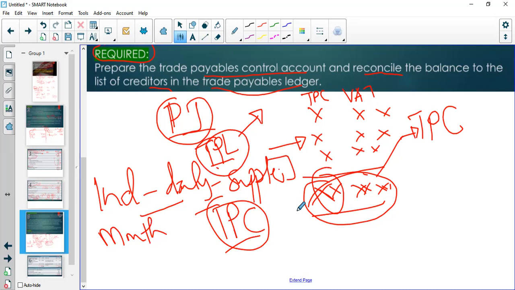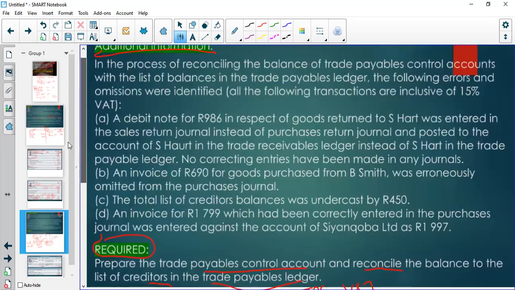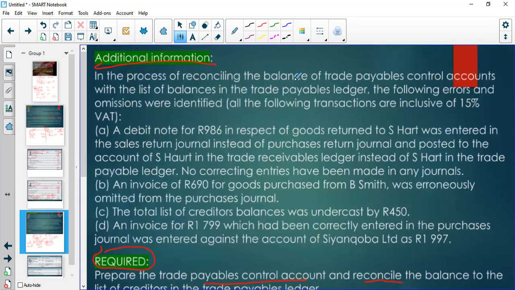So that's why we have to do a reconciliation, to say the totals we transfer to the trade payables control should be equal to the individual entries we were making in each supplier's account. So the total of all the suppliers should agree with the journal totals that were transferred to the trade payables control. So now let's go through the additional information. This is what happened as they were going through the balances.